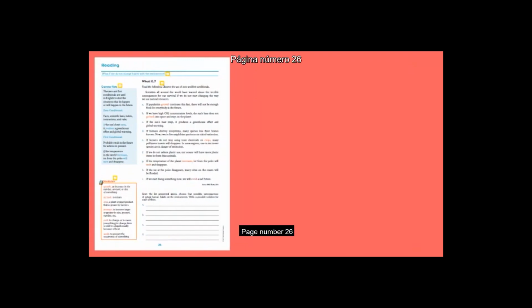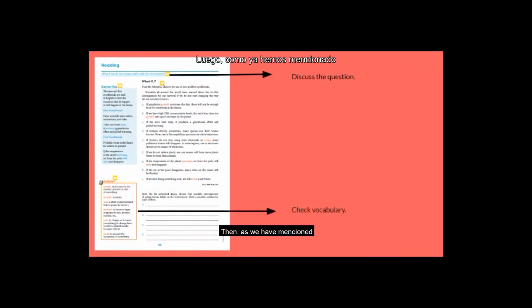Page number 26, we have another interesting reading, and it is also going to help us to teach grammar in an implicit way. First, we can encourage our students to discuss the question we have at the first part of the page. Then, as we have mentioned, it's very helpful to check vocabulary. These are words that students will find in the reading, so it would help them to understand the article better.